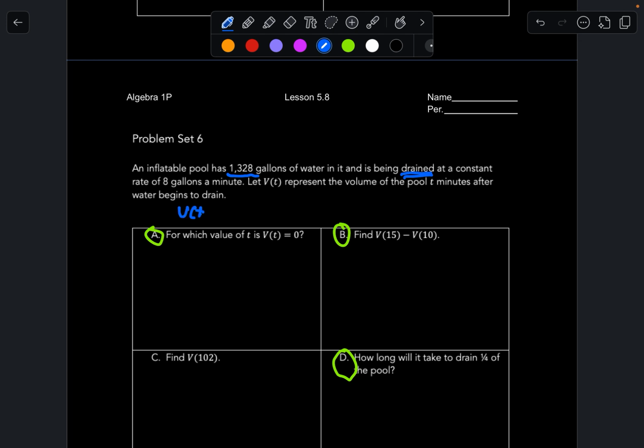V of t, the volume as a function of time, is going to be the initial value of 1,328 minus 8t. Because it's drained. That's why I know it's negative, because of the word drained. It's losing volume. So since we know what that is, we have the function. And now we can just work with this function.